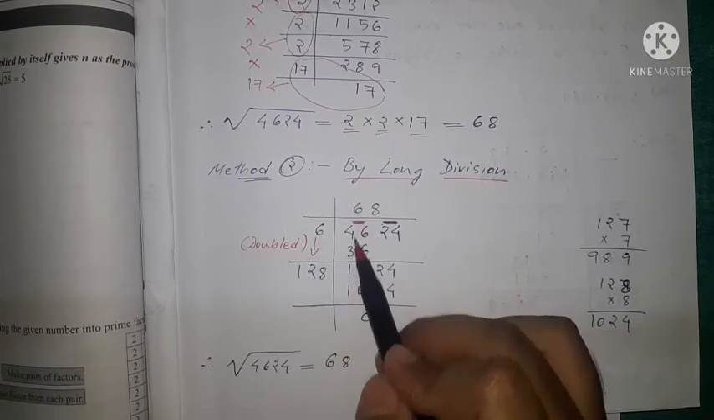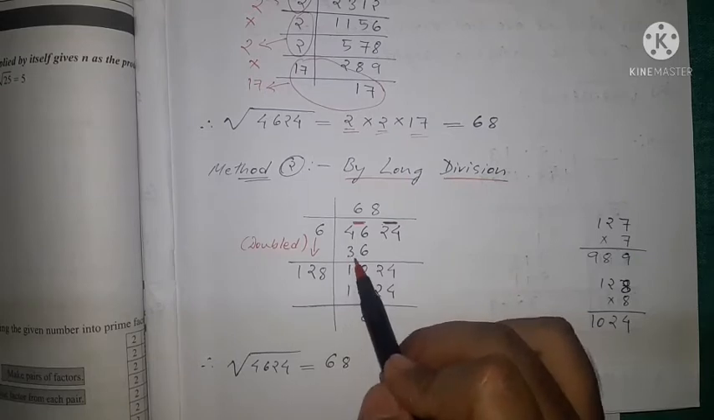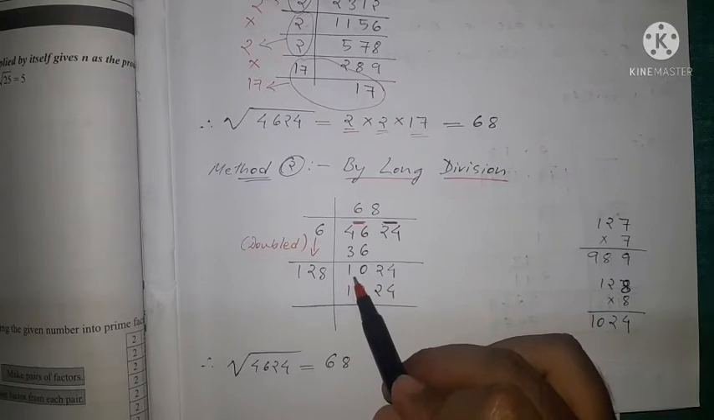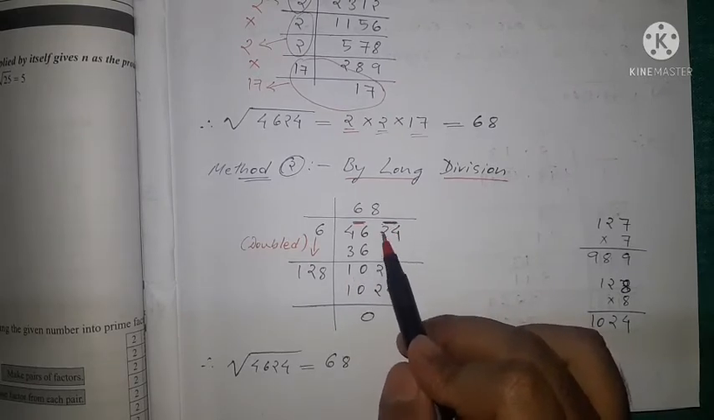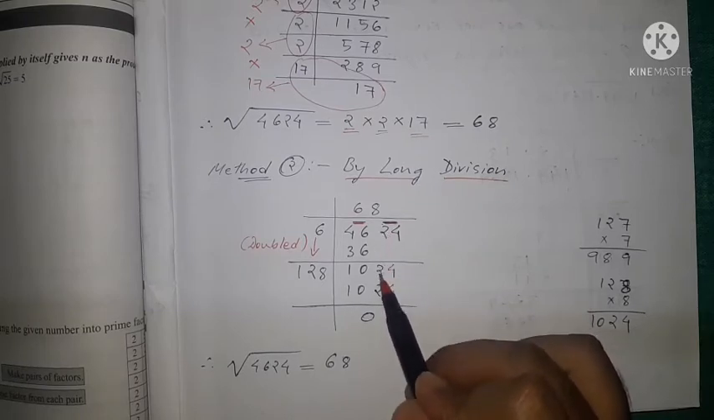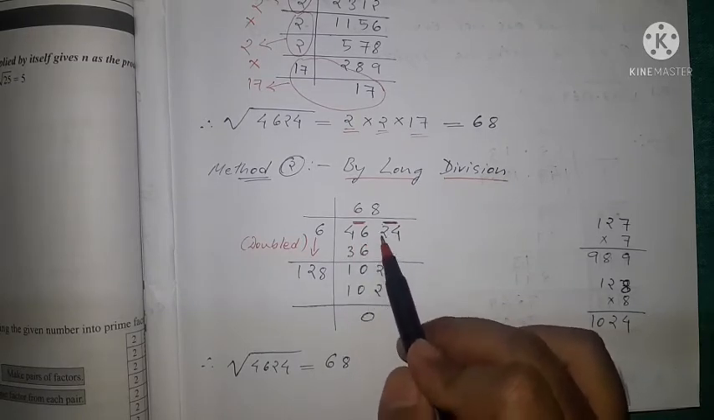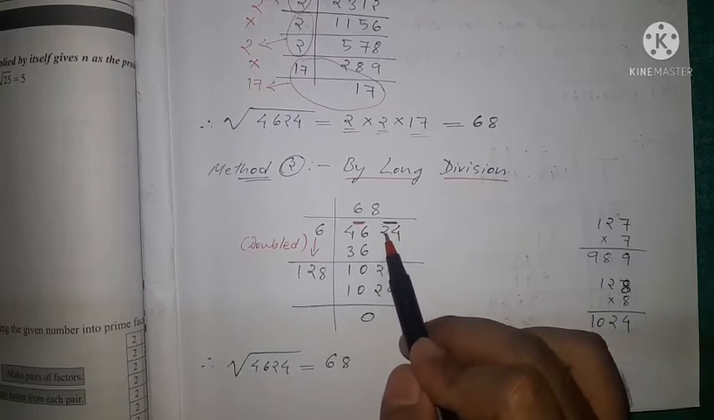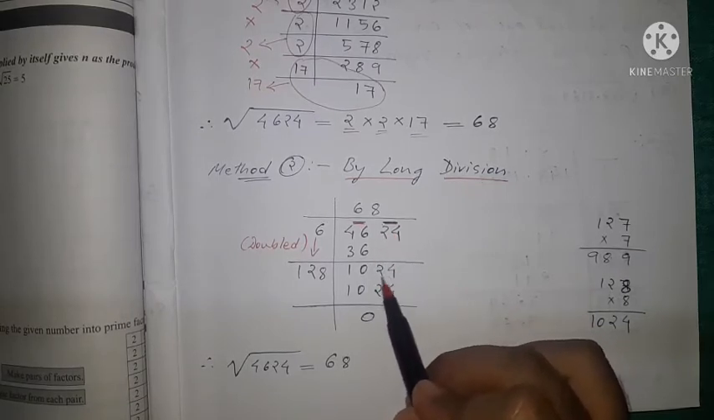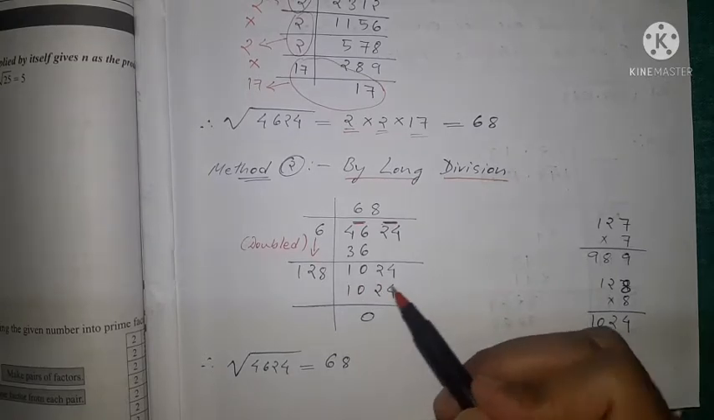So that is 6 into 6, 36. The remainder is 10. Since we made pairs, the next pair, 2 4, will come down together. Not like a normal division, where only a single digit comes down; here it comes in pairs. So it will become 1024.